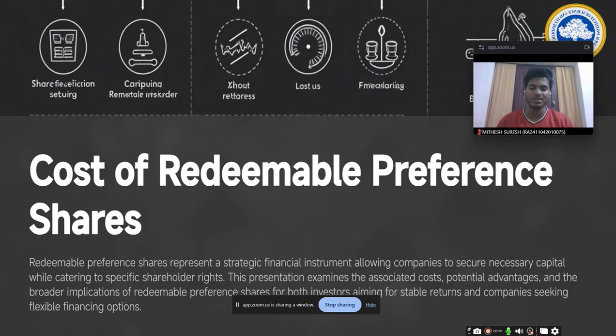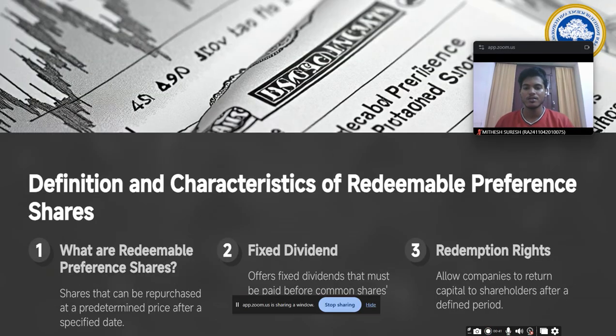Redeemable preference shares represent a strategic financial instrument allowing companies to secure necessary capital while catering to specific shareholders' rights. This presentation examines the associated costs, potential advantages, and the broader implications of redeemable preference shares for both investors aiming for stable returns and companies seeking flexible financing options.